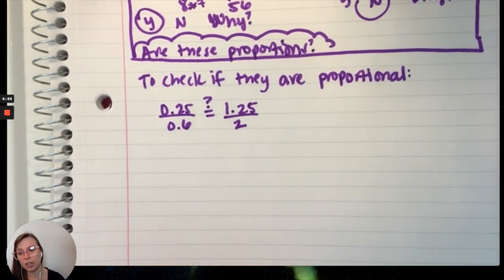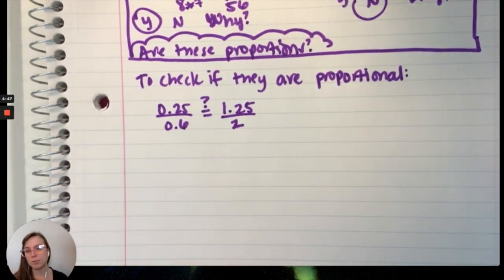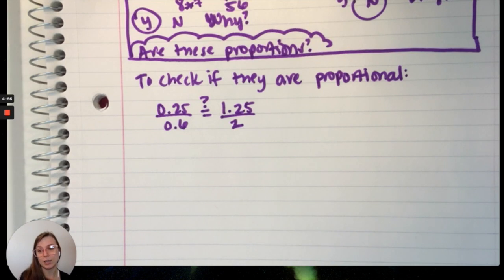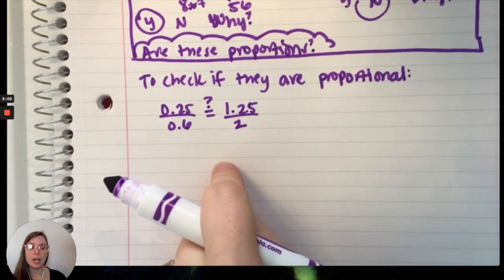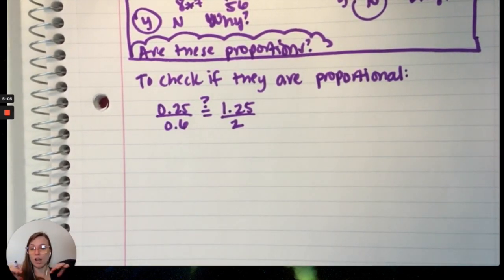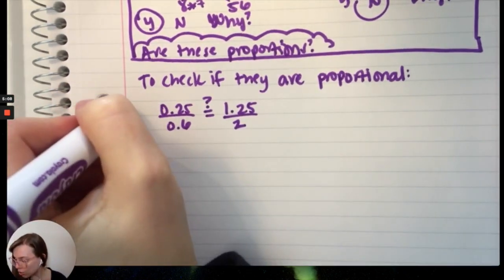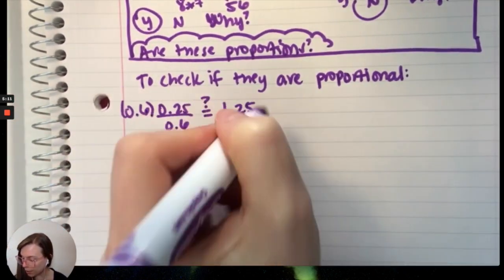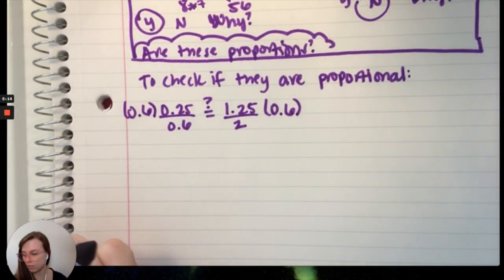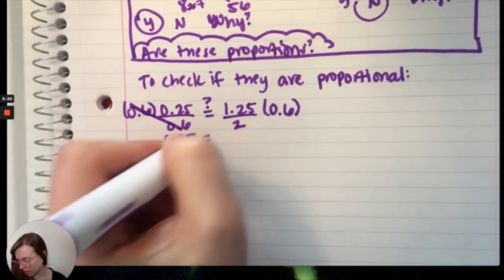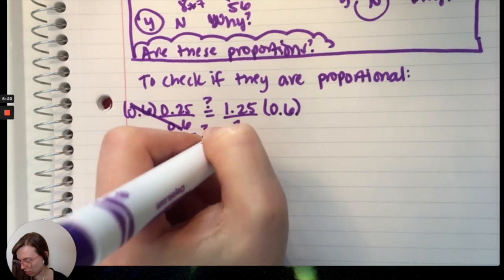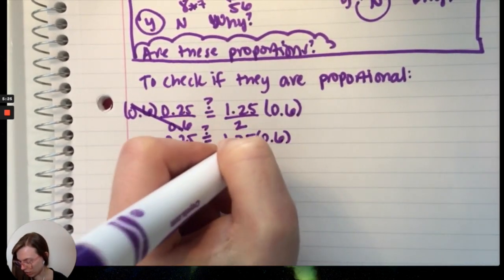If they had just left it without decimals, I would have done it much quicker, and then this process wouldn't have made much sense. But in order to figure out if they're proportional, I need to figure out, does the left-hand side equal the right-hand side? We don't know that. That's why there's a question mark. So in order to make the left-hand side and the right-hand side have no denominator, I can just multiply them out. I'm going to multiply by the denominator on both sides. This makes 1. So I'm going to end up with 0.25 hundredths and 1.25 times 0.6 all divided by 2.